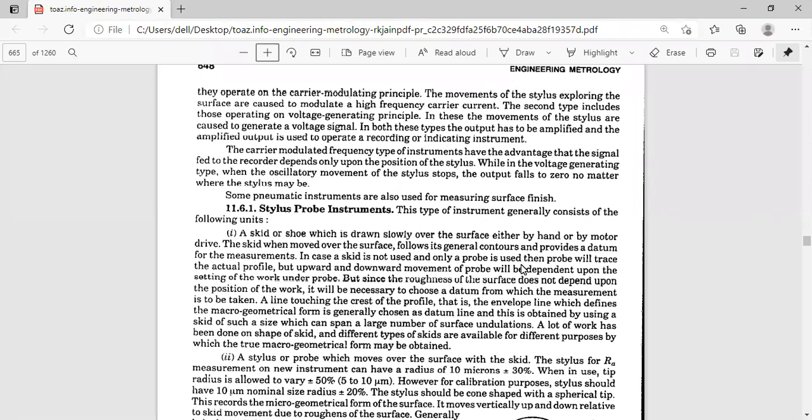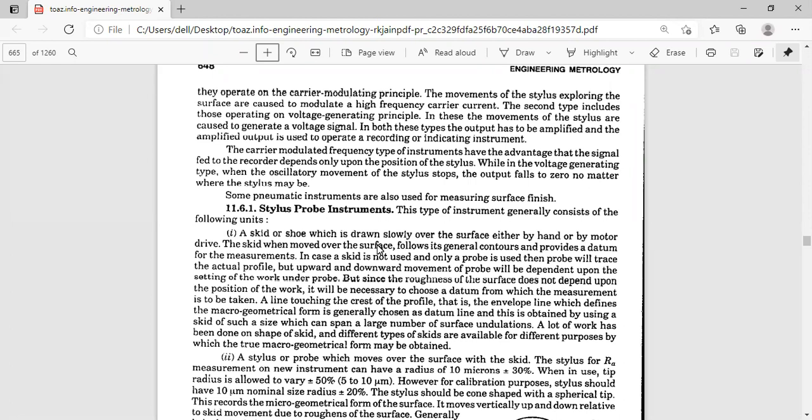So that skid, when it's moving over the surface, follows its general contours. Because the surface may not be smooth, having peaks and valleys, it will follow the general contours and provide a datum for the measurement. So you have to have a reference, because without the skid, you cannot control the position of the stylus, or you cannot control the movement of the stylus.